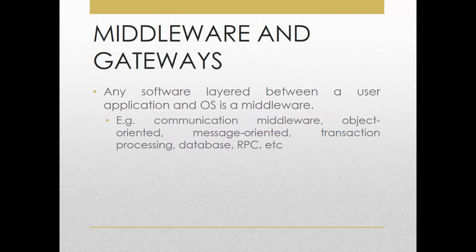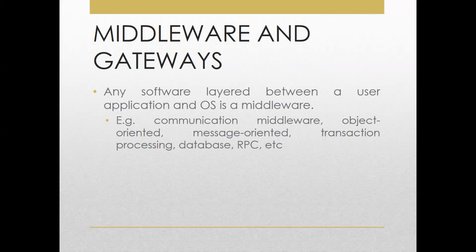Middleware and gateways. Middleware is any software that is layered between a user application and an operating system. Some examples of middleware may include communication middleware, object-oriented middleware, message-oriented middleware, transaction processing middleware, database, RPC, etc. Middleware is software that provides common services and capabilities to applications outside of what's offered by the operating system.